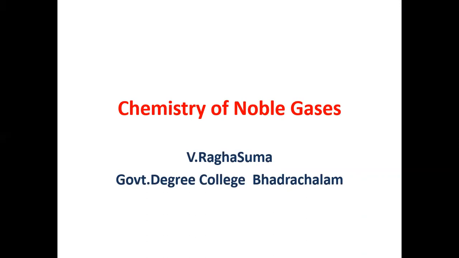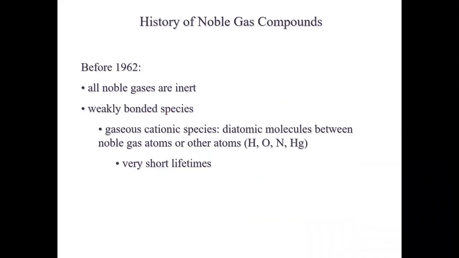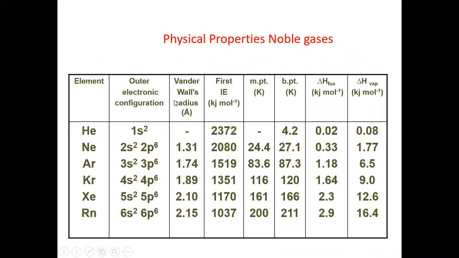Chemistry of the noble gases. Already we started in the previous class, and this is part 2, a continuation of the previous class. We have discussed all the noble gases, how they are inert and how they are considered weakly bonded species. Now coming to the physical properties, I also discussed the xenon outer electronic configuration and its characteristics. Outer electronic configuration generally is 0 or 8, so they are called the zero group elements.